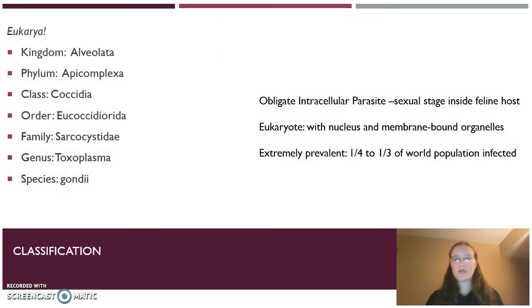Toxoplasmosis is caused by the protozoan parasite Toxoplasma gondii. You can see its classification on the screen. This is a eukaryotic parasite, and it is an obligate intracellular parasite, which means that it can only replicate inside of its host. Especially the sexual replication of this organism only occurs in its definitive host, which are felines.